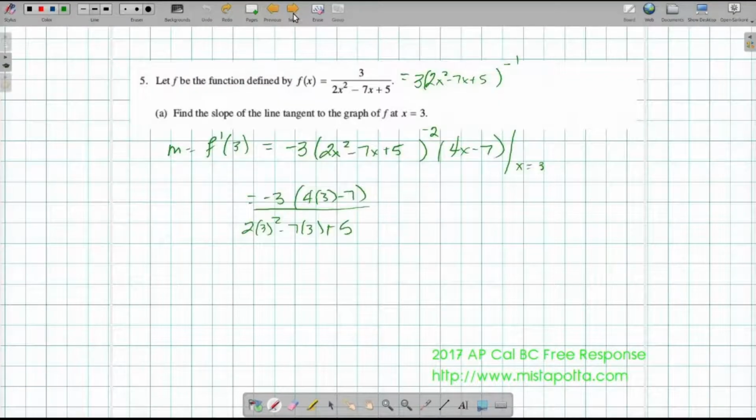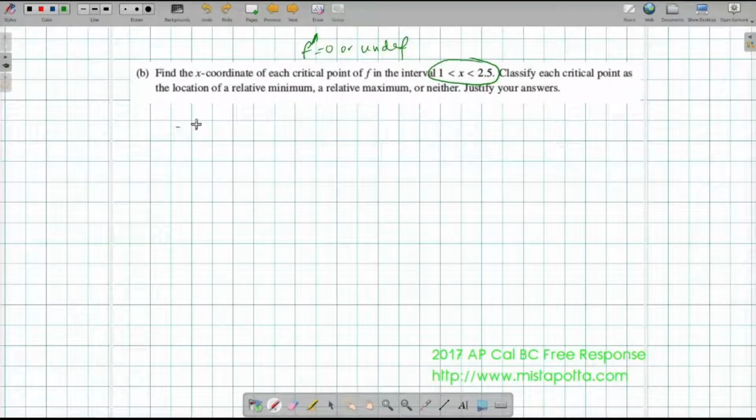negative 3. Isn't that right? Negative 3? Yeah, negative 3. Negative 3 times 4x minus 7 over 2x squared minus 7x plus 5. And I want to know where this is equal to 0 or where it's undefined, which is where the denominator is equal to 0. So if I have 4x minus 7 equals 0, then x equals 7/4.